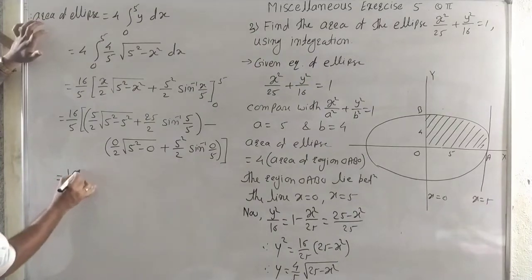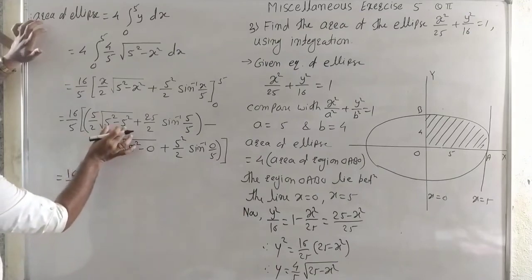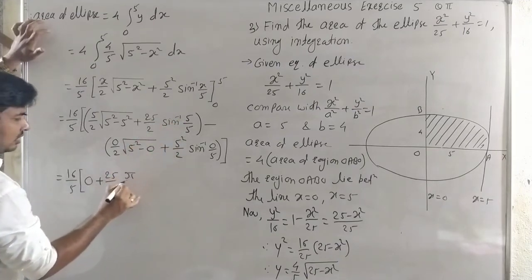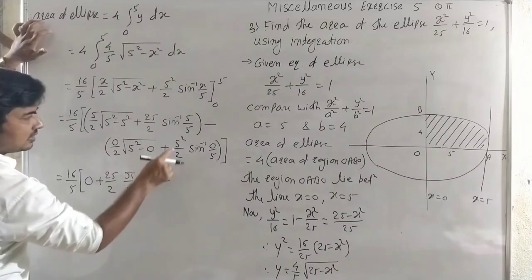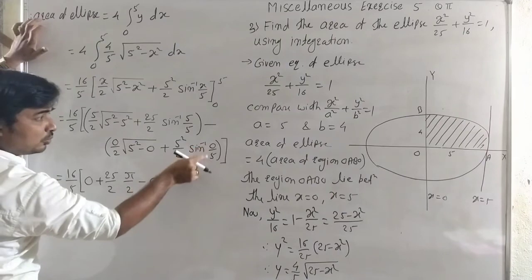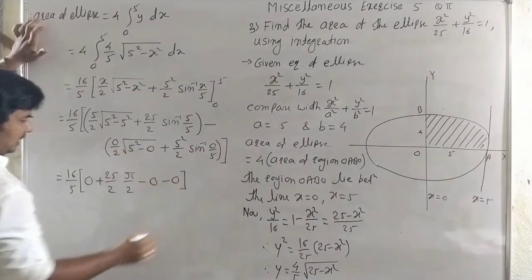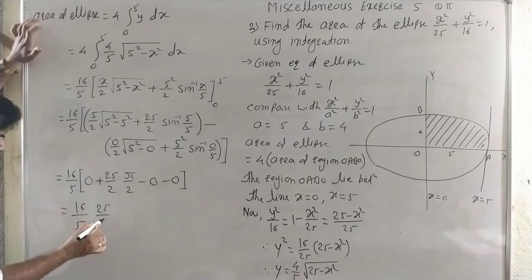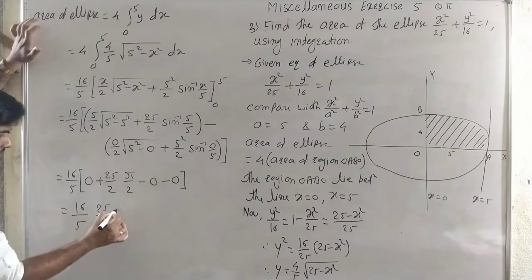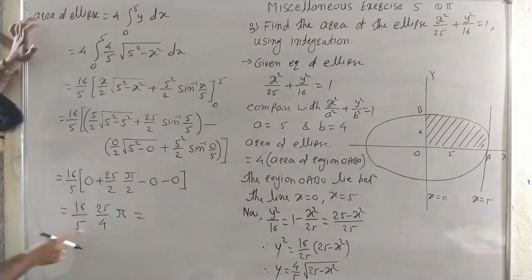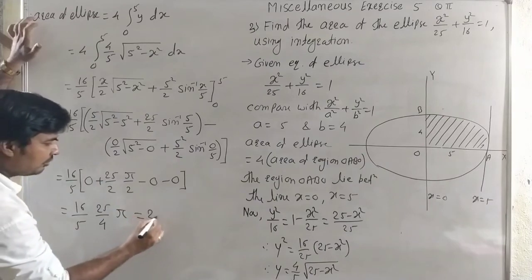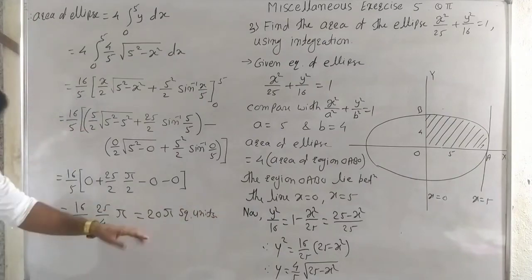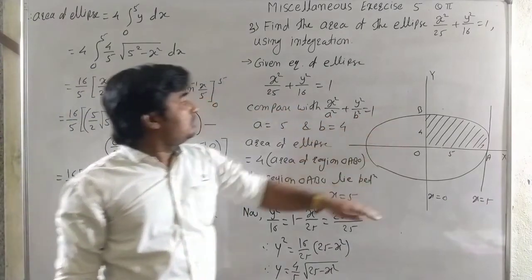Okay, and now calculate this. It is 16 by 5. Here the first term will be 0, 5 square minus 5 square, plus 25 by 2, and here sine inverse of 1. Sine inverse of 1 is pi by 2, minus 0, and here minus 5 square by 2, that is 25 by 2, but sine inverse of 0 is 0. And therefore, the calculation is 16 by 5 into 25 by 4 pi. See carefully, this 4, and then it is 4, and here it is 5. Therefore, it is 20 pi square units. Here it is the area of the ellipse, 20 pi square units.